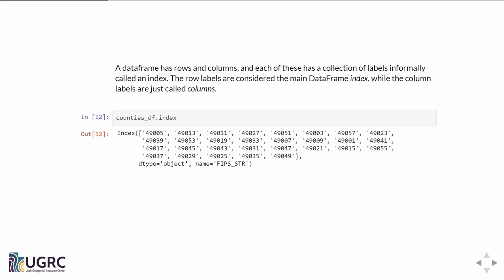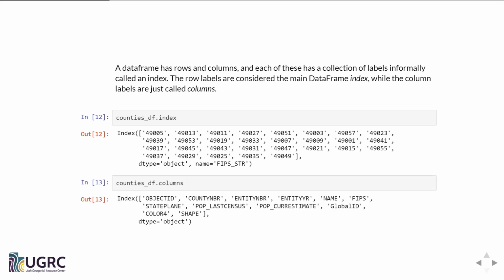So if I look at the data frame index, you can see there are all the labels that I've set up for every row. Those are the FIPS codes for every county. I can look at the columns, and that's the list of column names. So that's what we'd call the fields in a feature class.